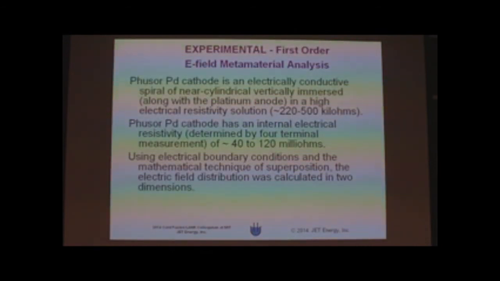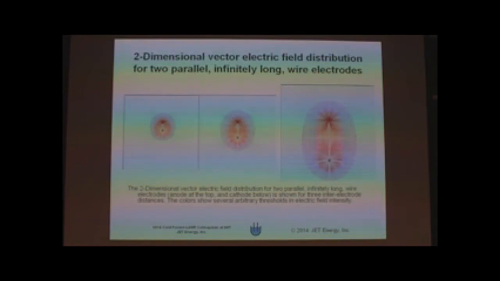Okay, E-field. What we found is that in our systems, we don't usually go below 220 kiloohms for the solution. When we analyze the electric field, what we were doing was very different from Fleischmann and Pons. In most cases in cold fusion, you put two wires in, more or less. Sometimes, as in Fleischmann's initial one, he had the anode going around as a coil around the outside.